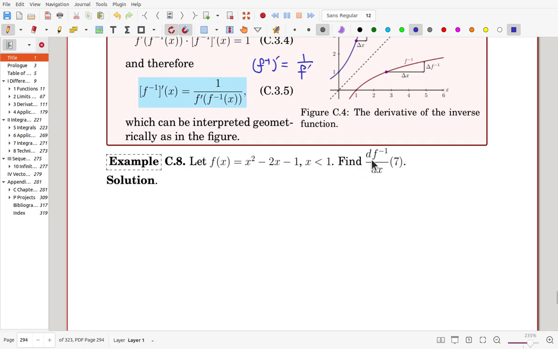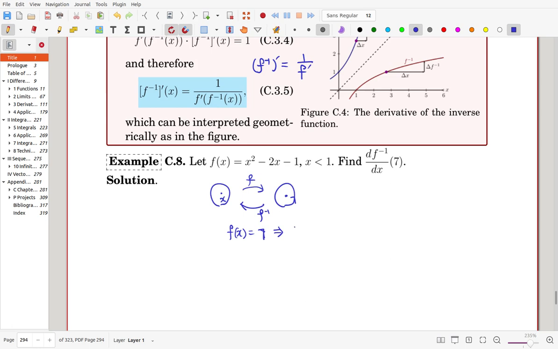So let's go to this example. We want to find here the derivative of f inverse evaluated at 7. Right now, this is the domain and range, and f is defined this way, and f inverse is defined that way. We want to find the slope of f inverse at 7. So you have to find the corresponding point. If it is x, then f of x must be 7. By solving this equation, you can find the corresponding point here.